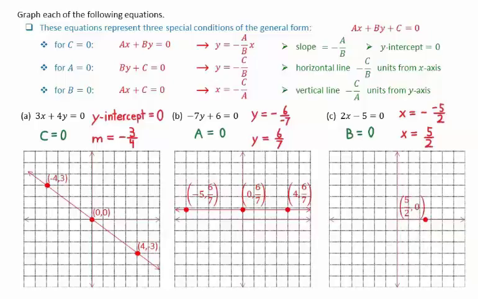We then have the points 5 over 2, 0, 5 over 2, 3, or 5 over 2, negative 4. Again, connect these points with a straight line, remembering arrows on both ends.